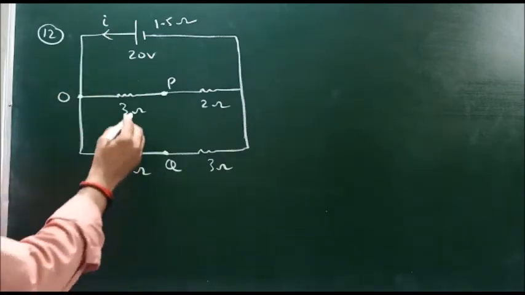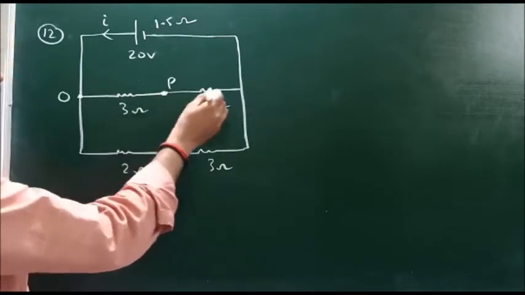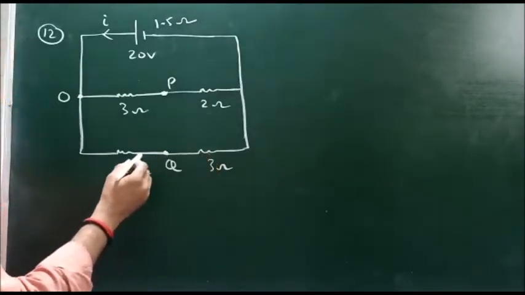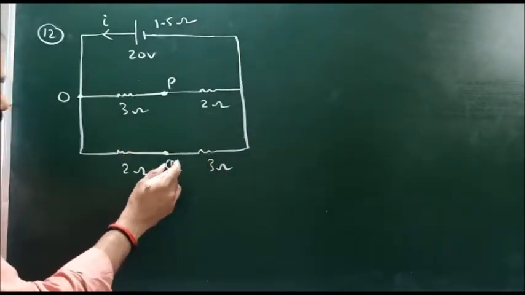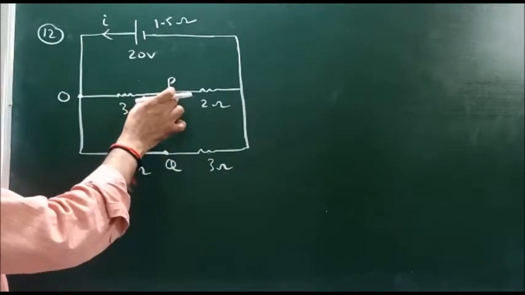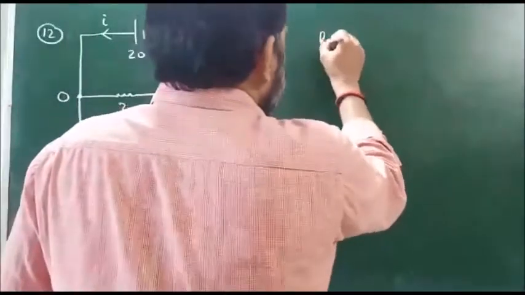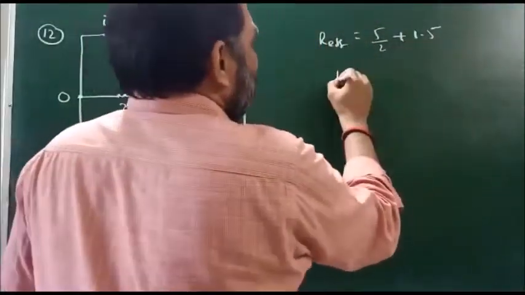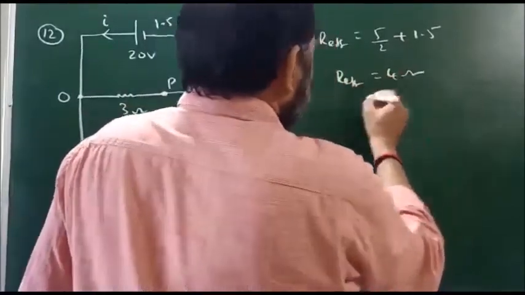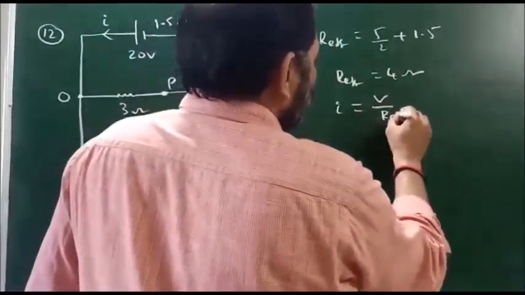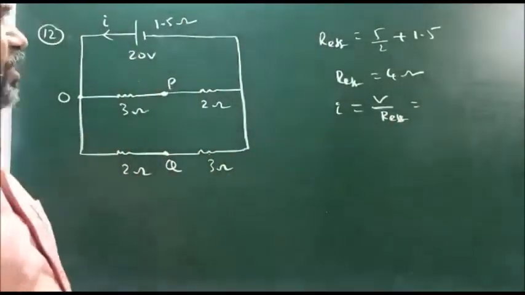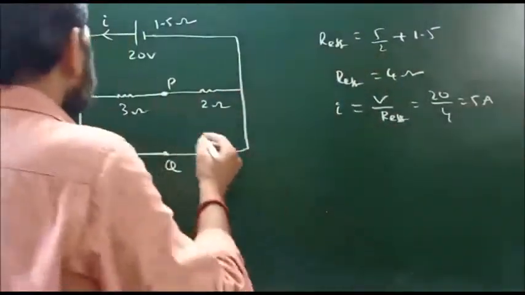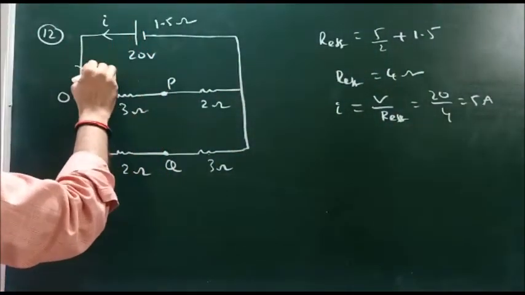Here this 3 and 2 ohms are present in series combination. That means this is nothing but 5 ohms. And here also 2 ohms and 3 ohms are present in series combination, so the effective of these two is 5 ohms. These two 5 ohms are present in parallel. That's why the equivalent resistance of the circuit is equal to 5 by 2 plus the internal resistance of the battery, 1.5. That is, R effective is equal to 4 ohms. Therefore the current coming from the battery is nothing but EMF of the battery by effective resistance, that is 20 by 4, equal to 5 amperes.